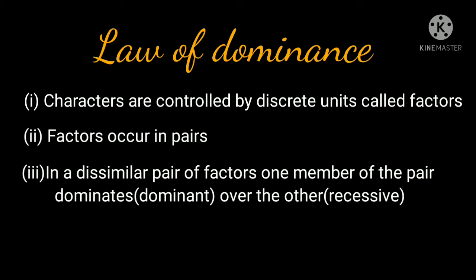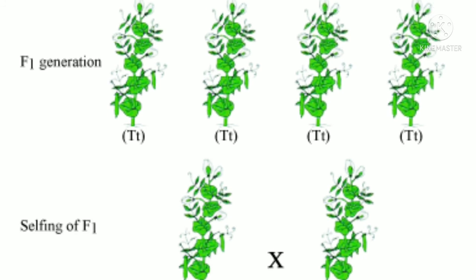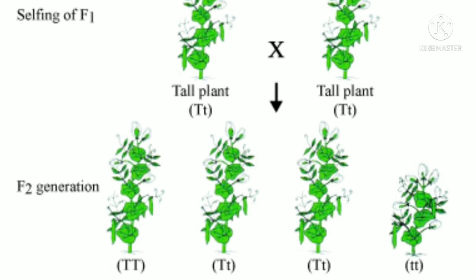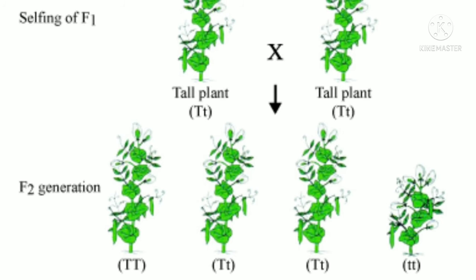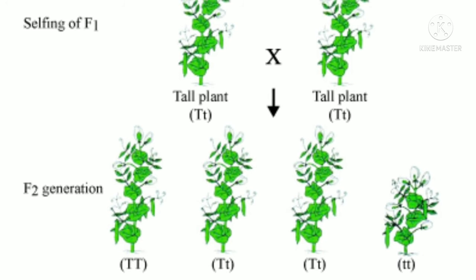This law is used to explain the expression of parental characters in monohybrid crosses. It explains one of the parental characters in the F1 generation and both in F2. It also helps to explain the proportion of 3:1 which is obtained in F2. The second law is the law of segregation.